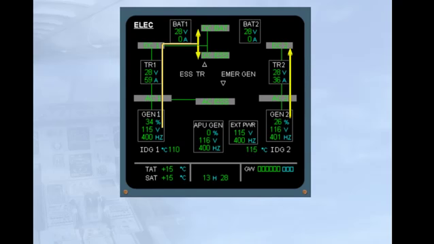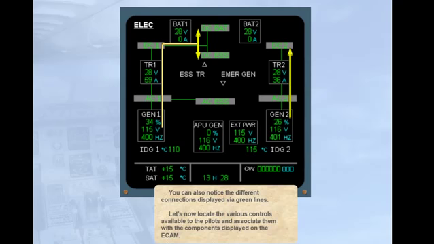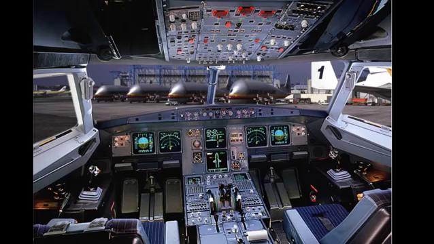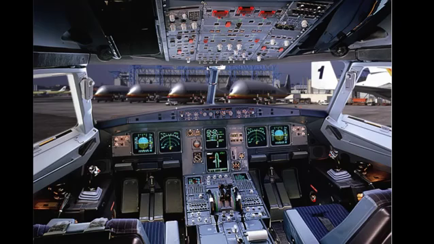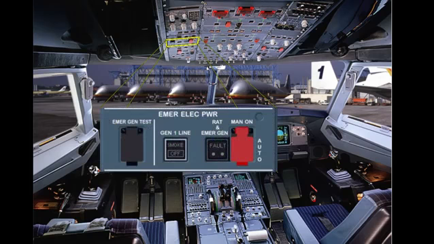Let's now locate the various controls available to the pilots and associate them with the components displayed on the Ecam. The electrical panel is located on the overhead panel. For emergency cases, there is an emergency electrical power panel on the left side of the overhead panel. Now let's look at the relationship between the electrical panel and the Ecam electrical page.